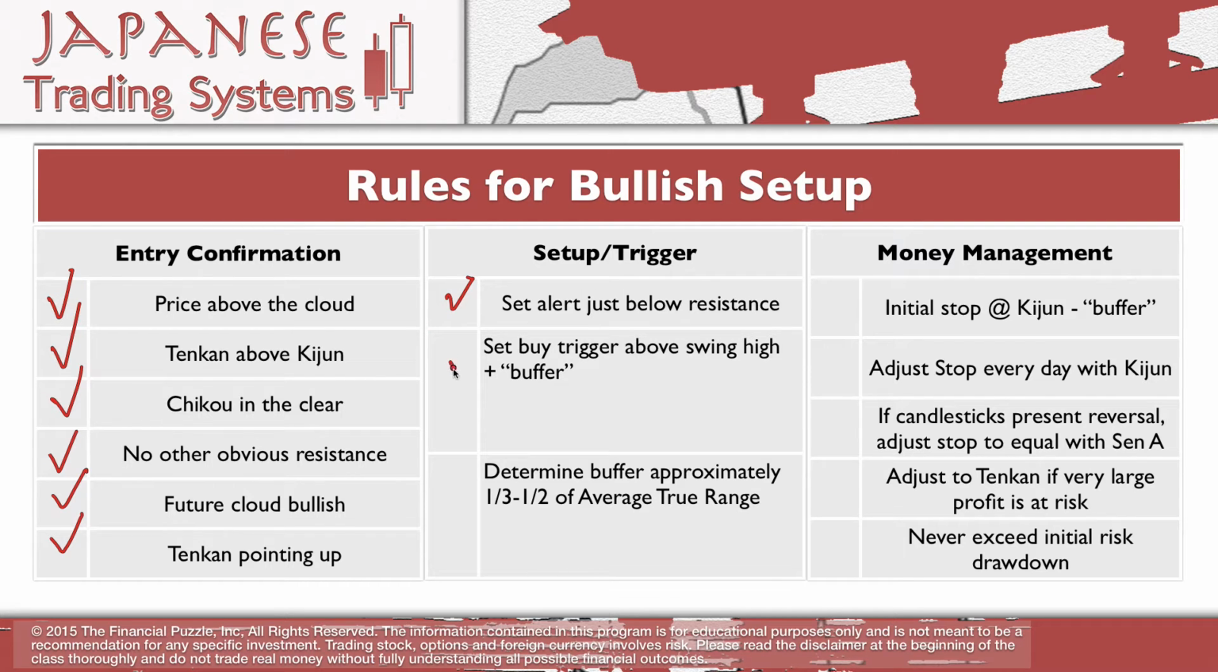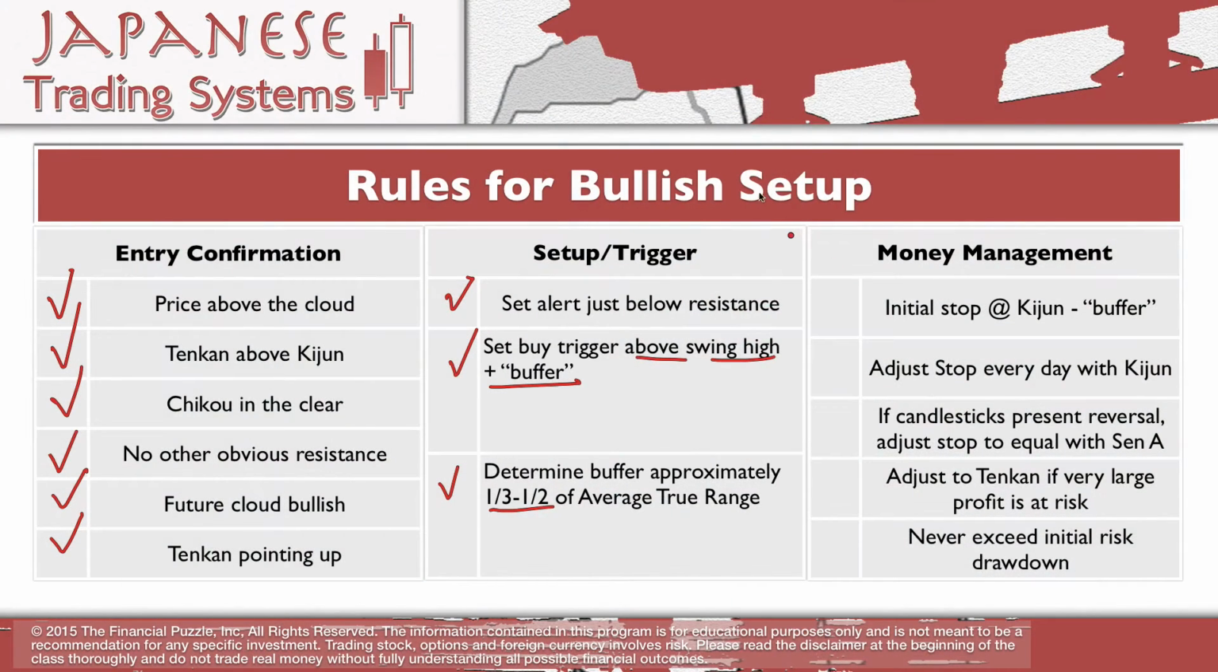Now we're going to set a buy trigger above the swing high point plus the buffer. So what's the buffer? We're going to determine the buffer at approximately 1/3 to 1/2 of the average true range. So stick your average true range on your chart and look at that number, take 1/3 to 1/2 of that number, add that as your entry buffer, and that's where you're going to set the entry for this trade.